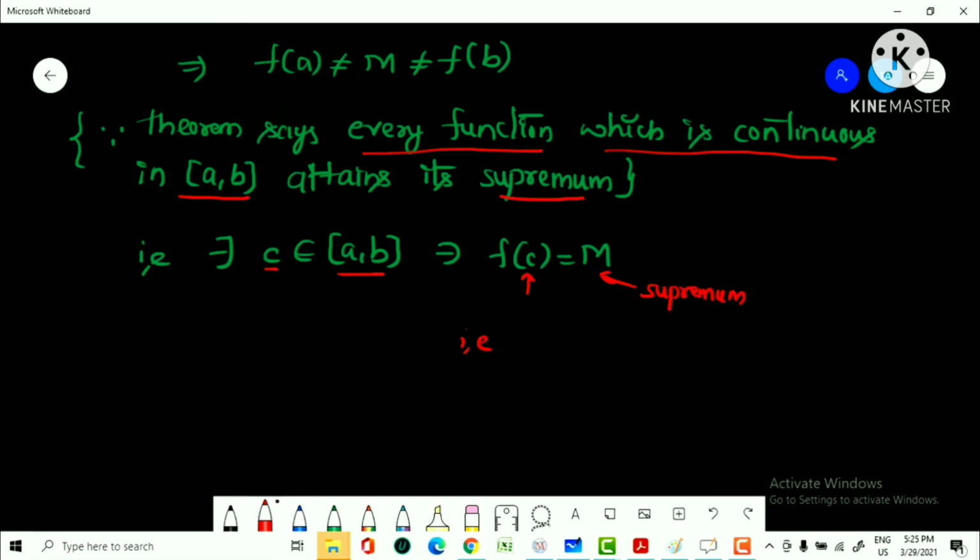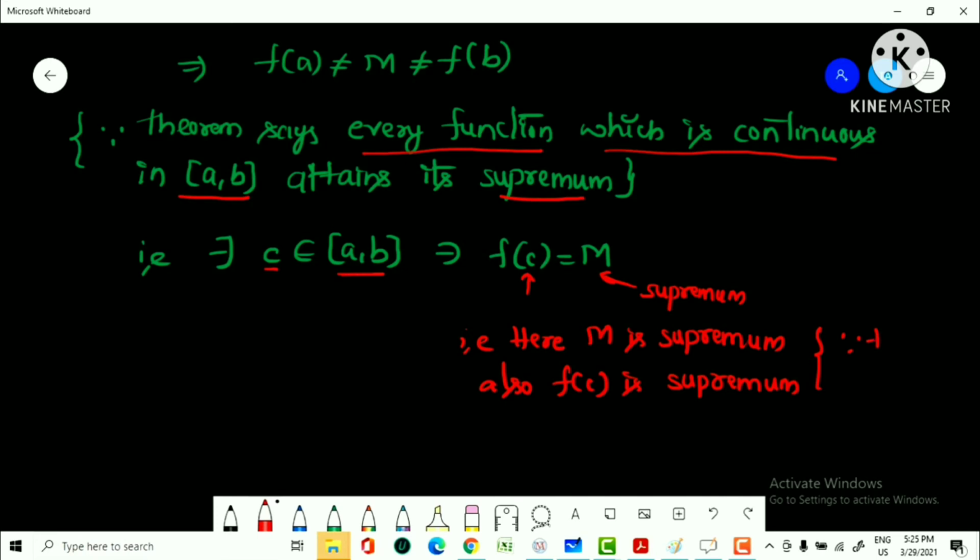That is, here m is supremum. Also f of c is supremum. Why? Because they are equal to each other. We can say m is also supremum, f of c is also supremum.